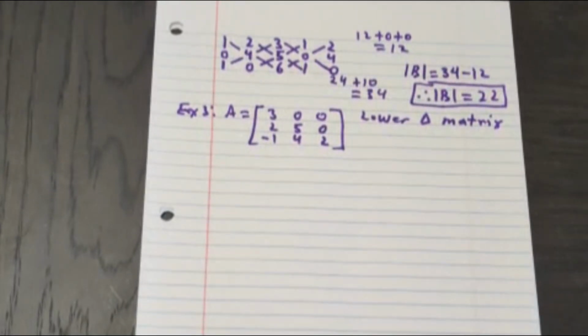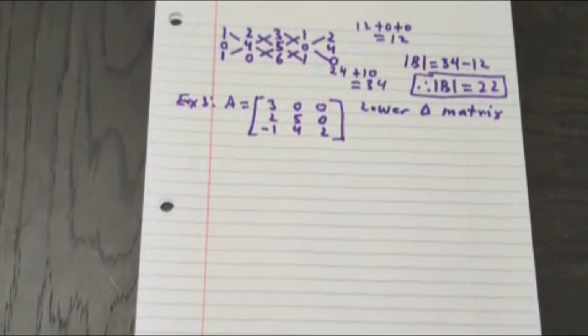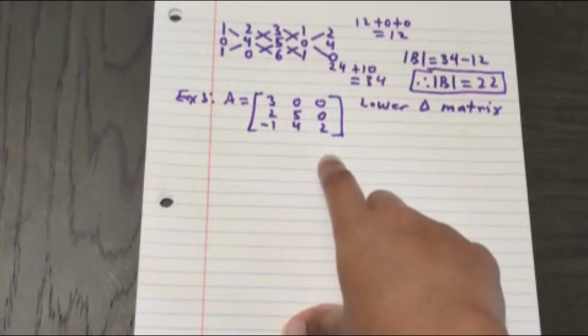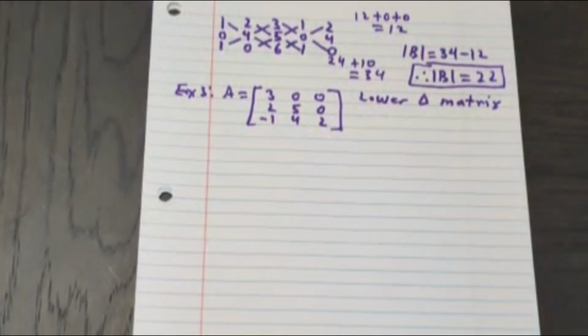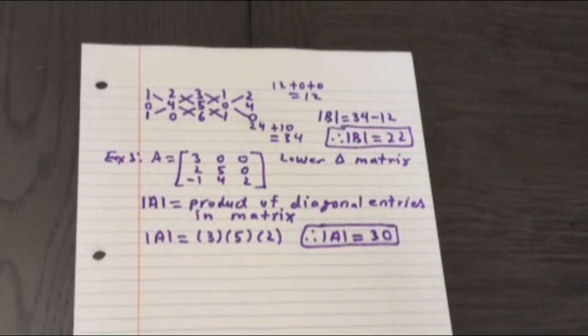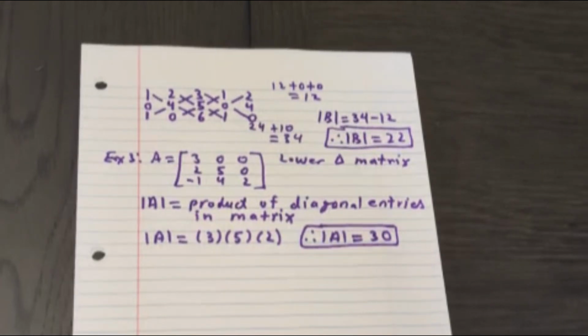Now, the way to find the determinant of a lower triangular matrix is basically just taking the product of all the diagonal entries in the matrix. So let's do that. Like I said, you just take the product of the diagonal entries in the matrix. So in this case, it would be 3 times 5 times 2, which gives us 30. So the determinant of the lower triangular matrix is 30. Let's move on to the next example of an upper triangular matrix.